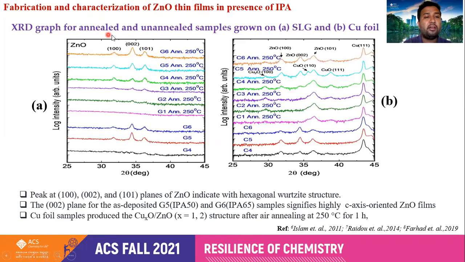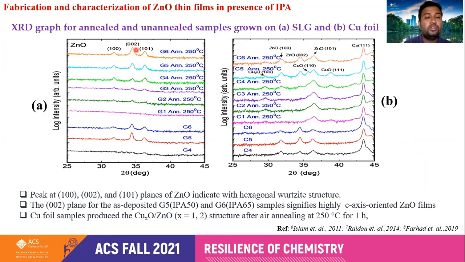Now the XRD graphs for annealed and unannealed samples grown on soda glass substrates and copper foil substrates. The first graph represents soda glass substrates and the second graph represents copper foil substrates. From the first graph, we see different planes around 100, 002, and 101, which confirm the presence of zinc oxide, and it is a hexagonal wurtzite structure.